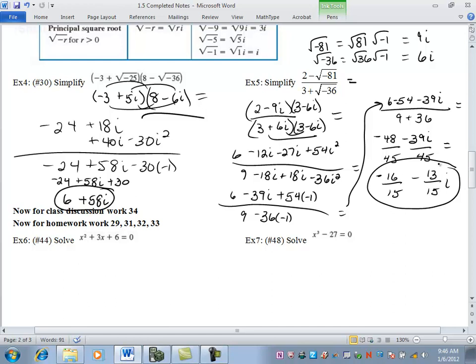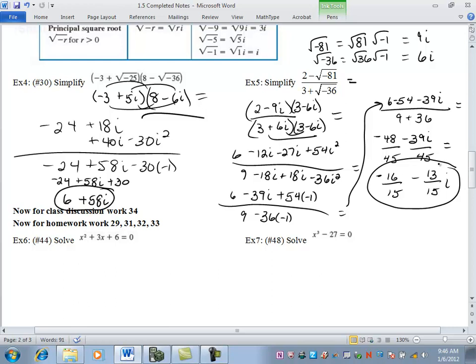And so we continue looking here at this. If you have questions, please bring them with you to class. For class discussion, I'll ask you to work problem 34.